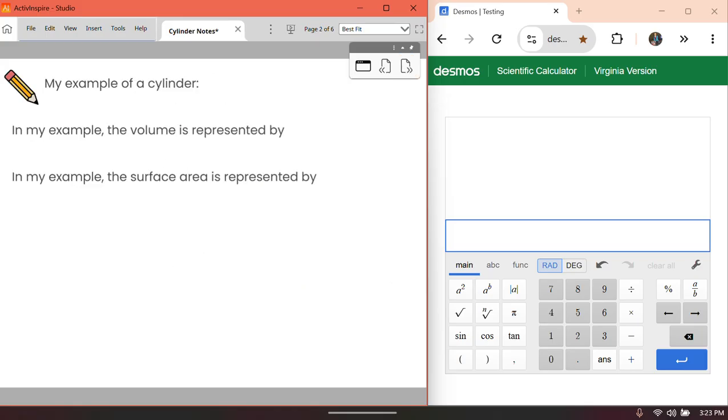Let's stop and think for a second of an example of a cylinder. Try to think of something maybe around your house or something that you've seen at school that is a cylinder. And then think about on your object, what would be the volume and what would be the surface area?